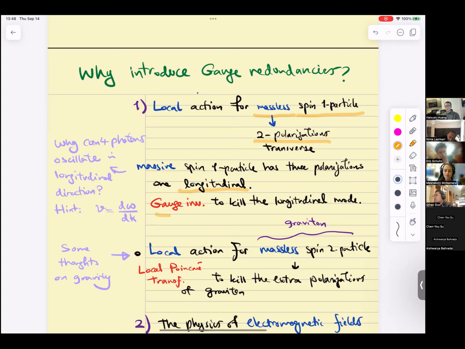So gauge invariance is important because you have to kill this longitudinal mode that you introduced by hand. It's not there. It's non-physical.